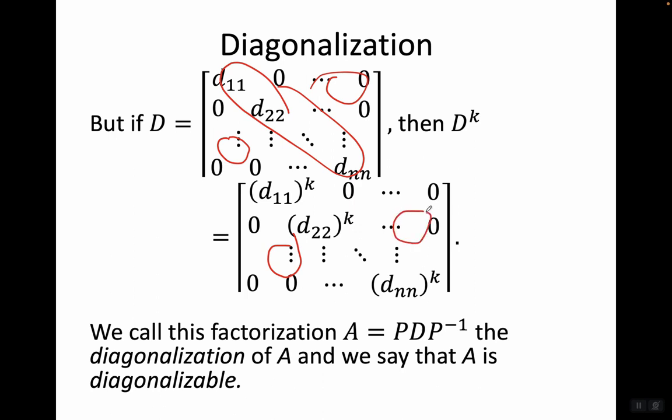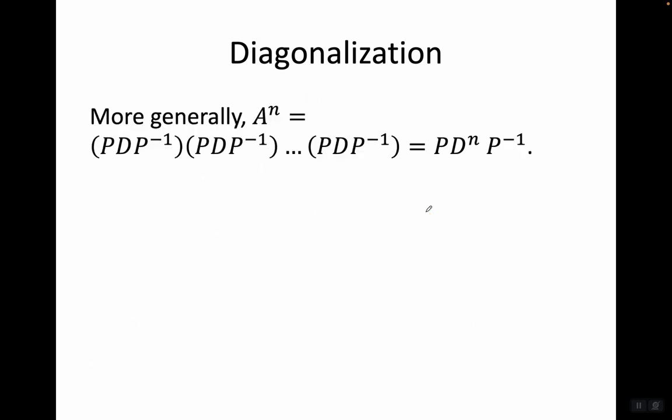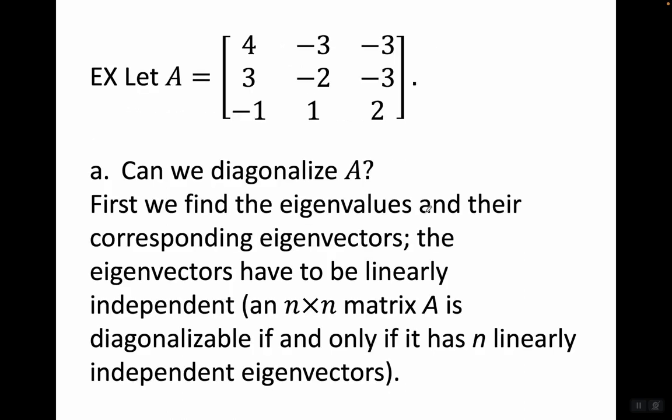These are going to be the entries along the diagonal, and everything below and above the diagonal is still going to be 0. We call this factorization A equals P D P inverse the diagonalization of A, and we say that A is diagonalizable. More generally, A to the n equals P times D to the n times P inverse.